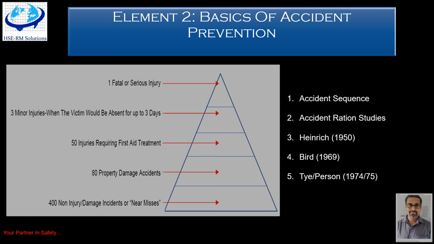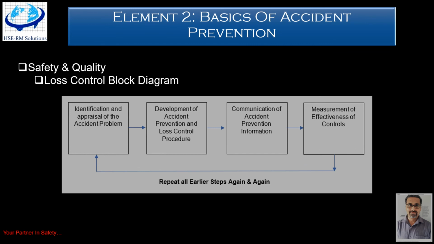Now, when it comes to safety and quality, we usually look back and take a very simple diagram, and that is like this. So safety and quality, it is a simple loss control block diagram. So what does this loss control block diagram say? It says we need to first identify and appraise the accident problem.